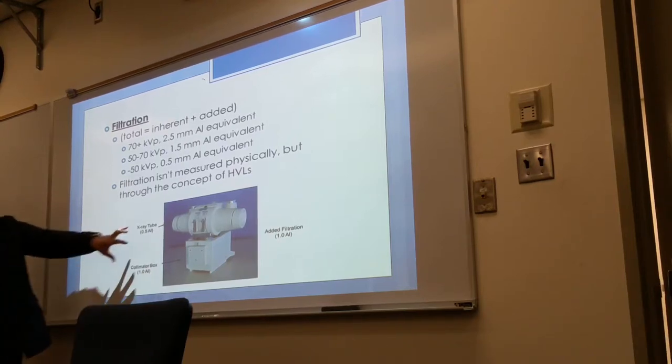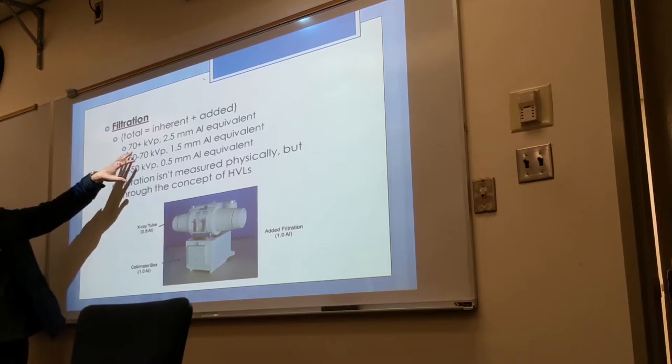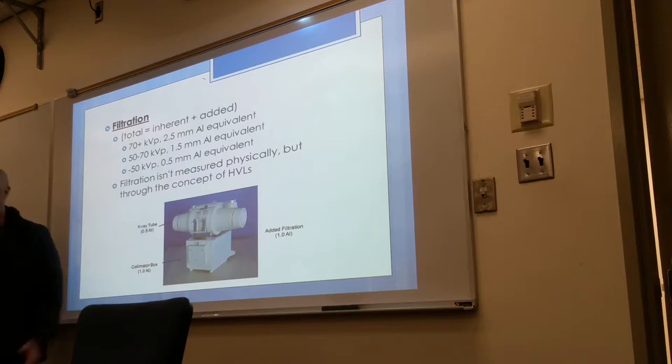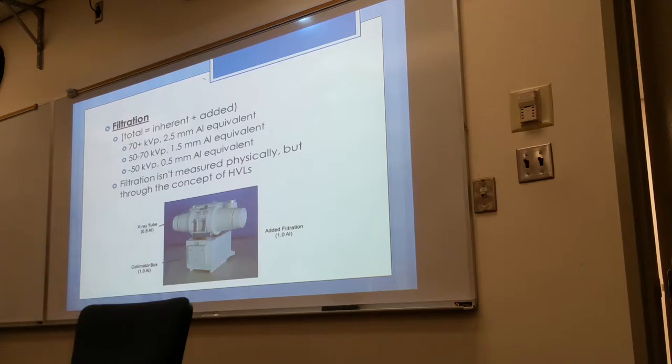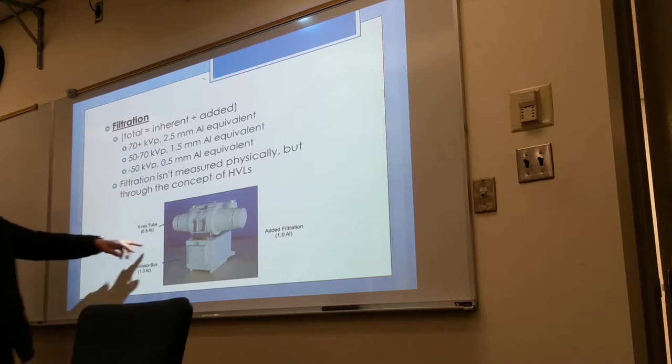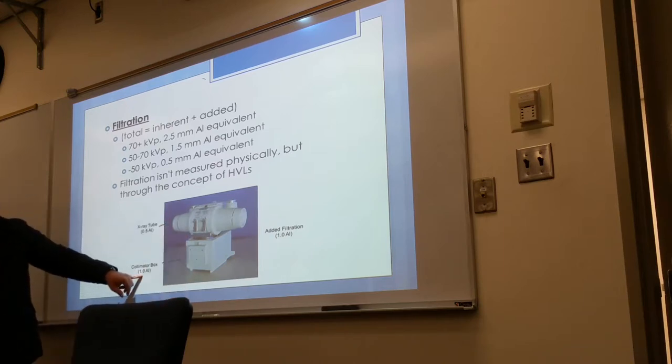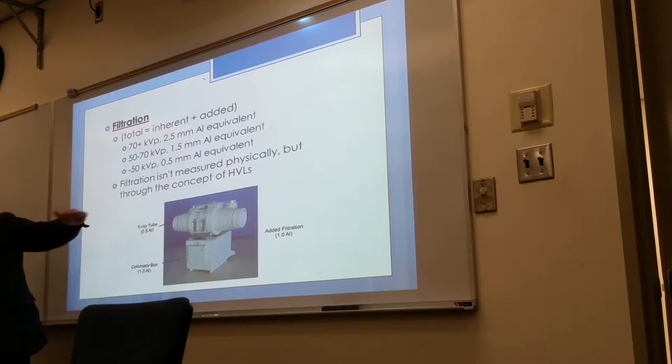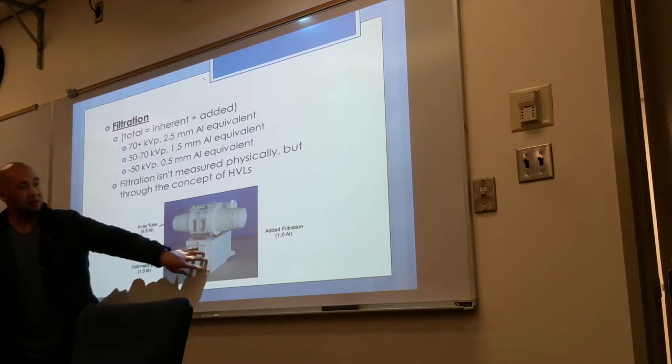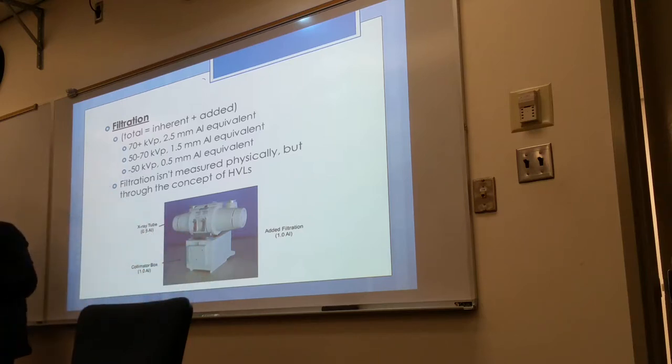What we have up here is the amount of filtration needed for machines operating at 70 kVp and above. You need a total of 2.5 millimeters of aluminum equivalency. If the machine is operating between 50 and 70, all you need is 1.5, and below 50 is 0.5. Your inherent filtration is up in your X-ray tube and down at the collimator box, you have 1 and 0.5, and then you have another added set of filtration between the tube and the box, which gives you 2.5. Again, we're talking about machines operating at 70 kV plus.